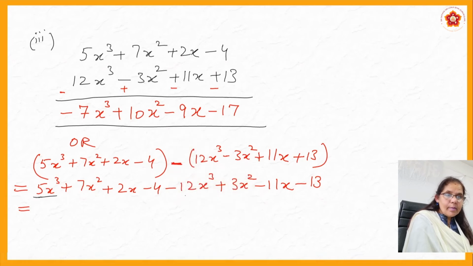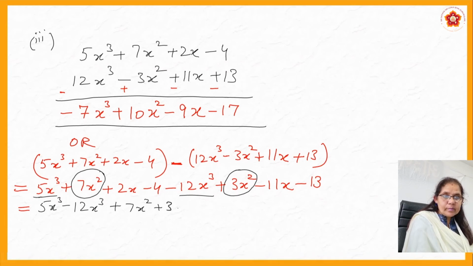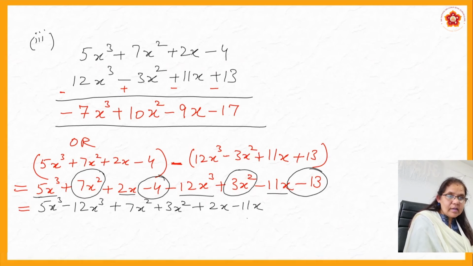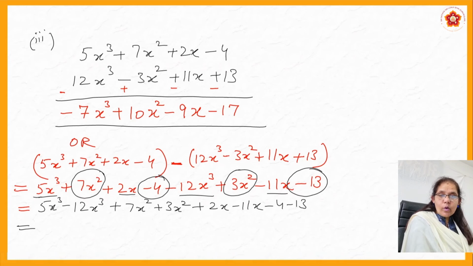5x cube and minus 12x cube are like terms. You can put them together also. Then 7x square and 3x square are like terms. Put them together. 2x and minus 11x are like terms. 2x minus 11x. Then we have minus 4, minus 13. These are the constants. Solve them.